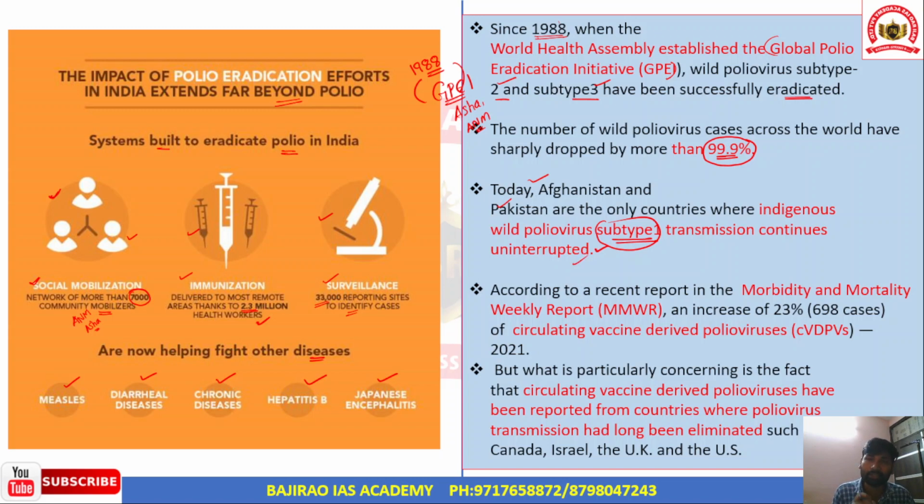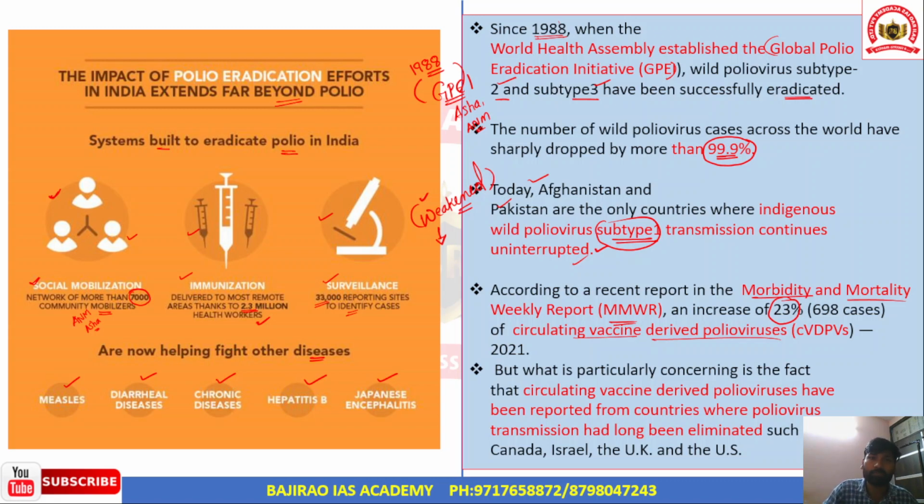However, a more worrying factor is that according to the Morbidity and Mortality Weekly Report, MMWR, there is an increase of 23% in circulating vaccine derived polioviruses. So what is a circulating vaccine derived poliovirus? The weakened polio virus is actually given as a vaccine to children to combat polio. It is not killed, it is still live attenuated, but weakened. But over a period of time, this virus may evolve.